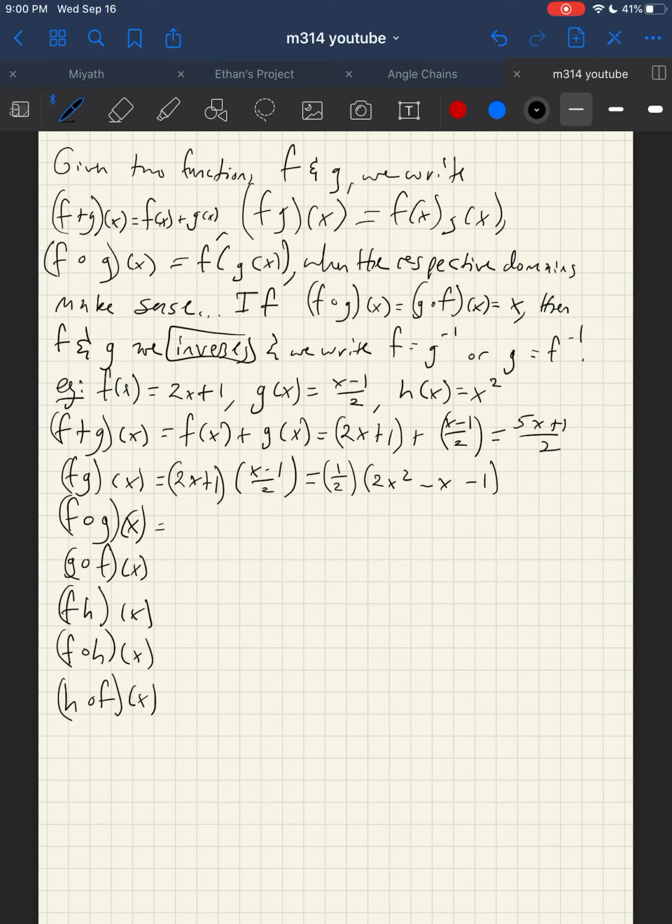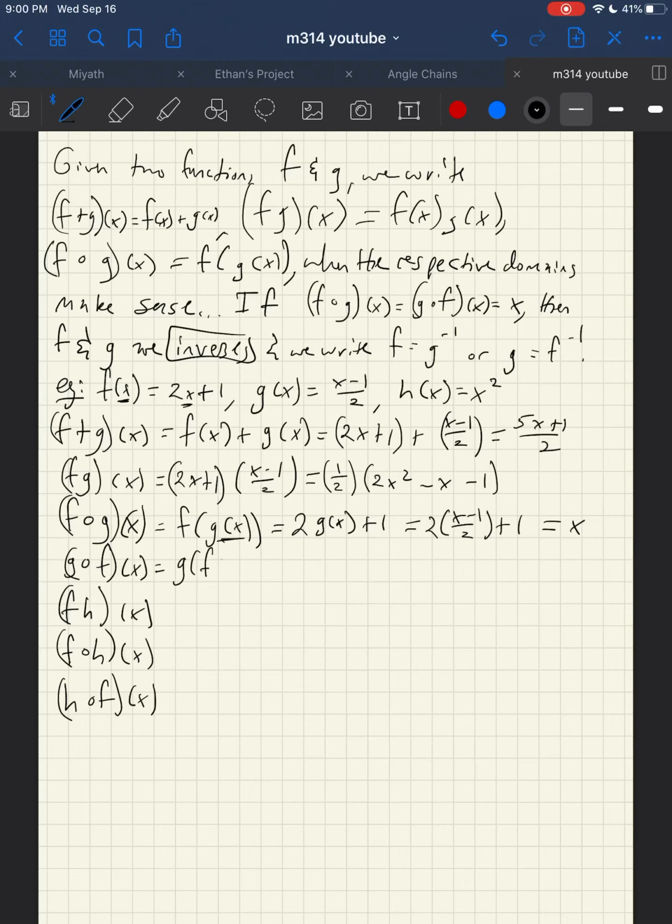F composed with g. Here's the key point. This is f of g of x. So what is f of g of x? Well, f takes whatever the input is, multiplies it by 2 and adds 1. In this case, the input is g of x. So it's 2 times g of x plus 1, right? So this is 2 times x minus 1 over 2 plus 1, which equals x, right?